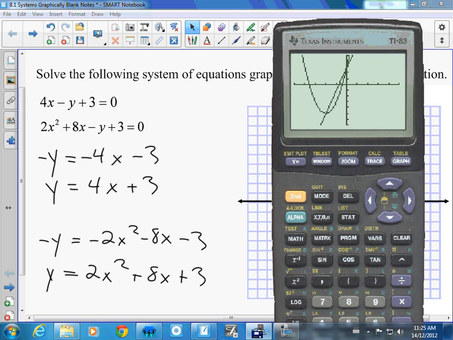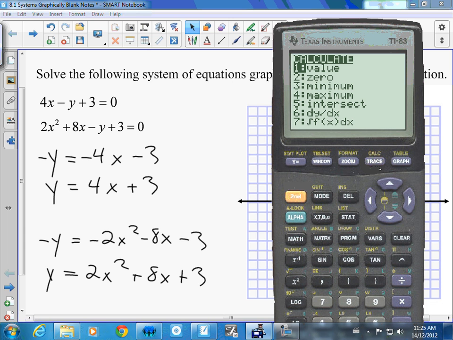Second trace. Now, if you notice, right above trace is the calculation button. So we go second trace, and that actually throws up all our stuff. You should have seen some of this stuff before. Zeros. What's zeros again? X-intercepts or solutions. Oh, min and max. That should seem familiar. If you had a quadratic, could you find the minimum value? The vertex, basically. And could you find the max value? The vertex again.